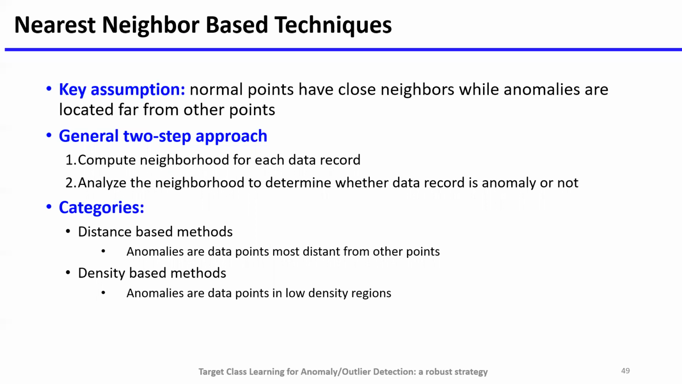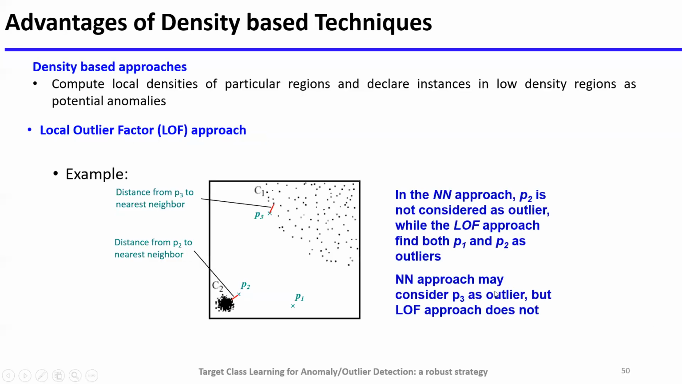Here we will have two categories. One is the distance-based methods. Distance-based methods mean anomalies are the data points which are most distant from the other data points. And second is the density-based methods, where anomalies are the data points in low density regions. So there could be any of these possibilities.